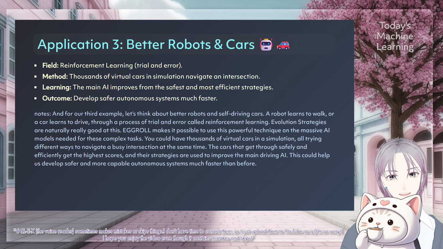And for a third example, let's think about better robots and self-driving cars. A robot learns to walk, or a car learns to drive, through a process of trial and error called reinforcement learning. Evolution strategies are naturally really good at this. EGGROLL makes it possible to use this powerful technique on the massive AI models needed for these complex tasks. You could have thousands of virtual cars in a simulation, all trying different ways to navigate a busy intersection at the same time. The cars that get through safely and efficiently get the highest scores, and their strategies are used to improve the main driving AI. This could help us develop safer and more capable autonomous systems much faster than before.